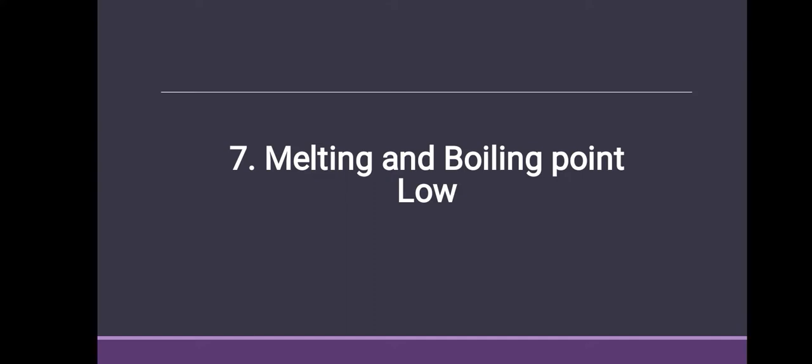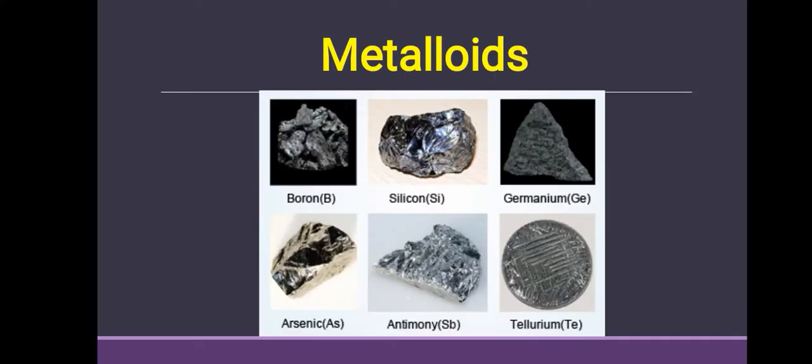So these are all the physical properties of metals as well as non-metals that we have seen. Another important type of element, which I told you about in the previous lesson, is the metalloids. Metalloids are a class in which we can see some properties of metals and some properties of non-metals. Here you can see the examples: boron, silicon, germanium, arsenic, antimony, and tellurium. These are some examples of metalloids.